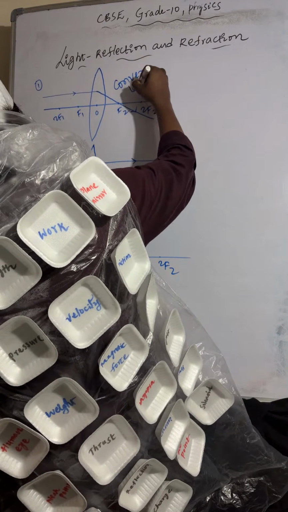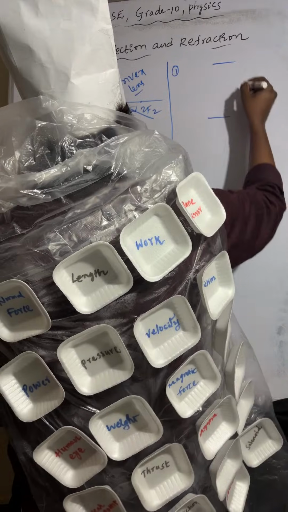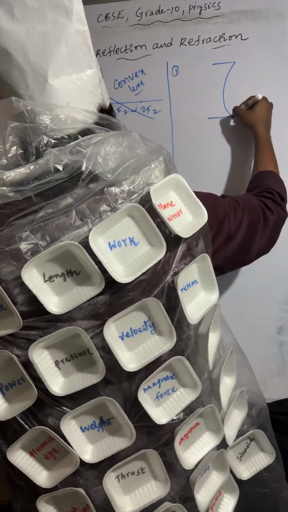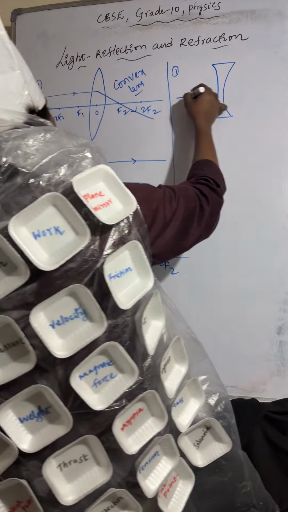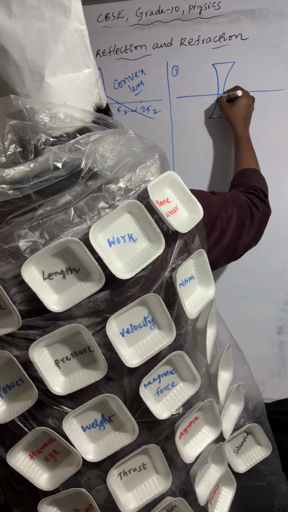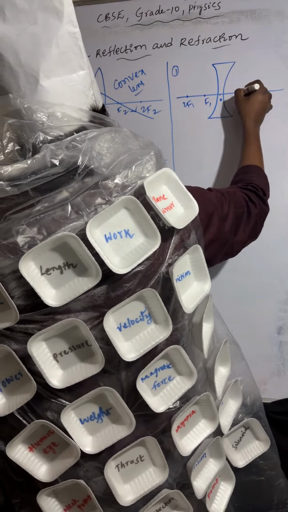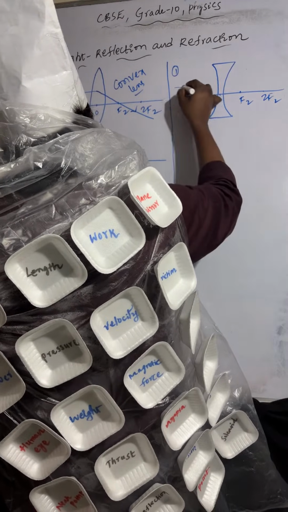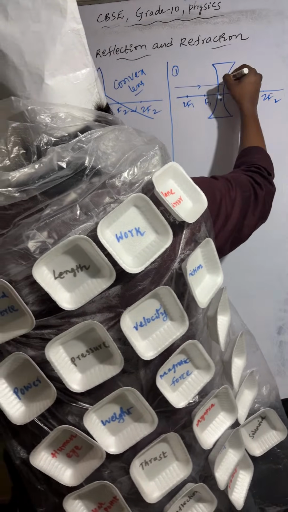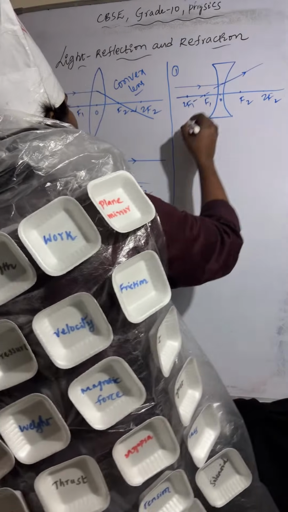Coming to concave lens, first one. What is this one? Concave. Optic center, F1, 2F1, F2, 2F2. Light rays passing parallel to the principal axis, after refraction, pass through focus.